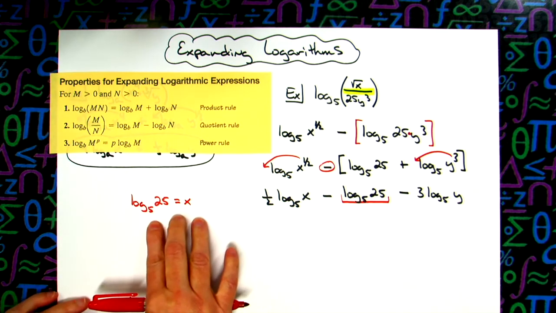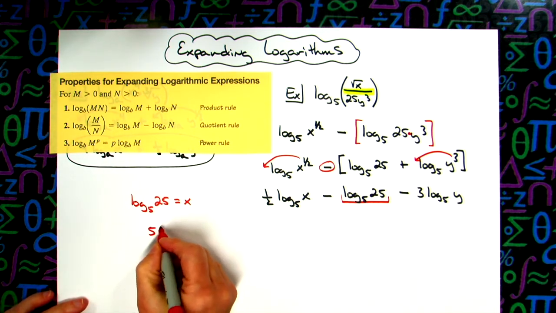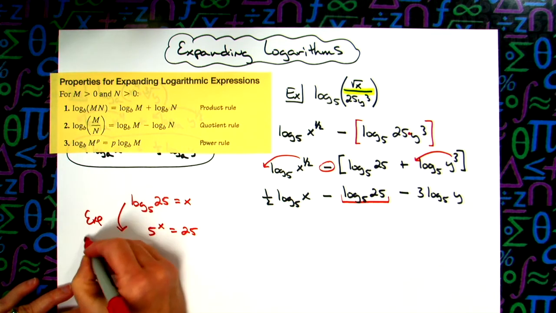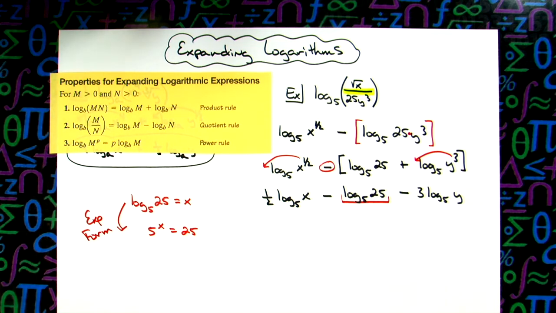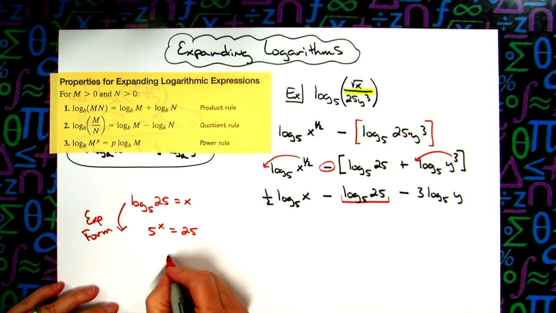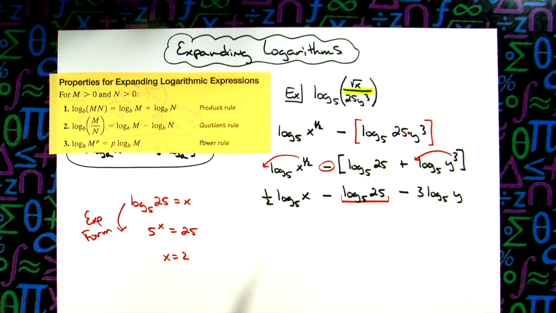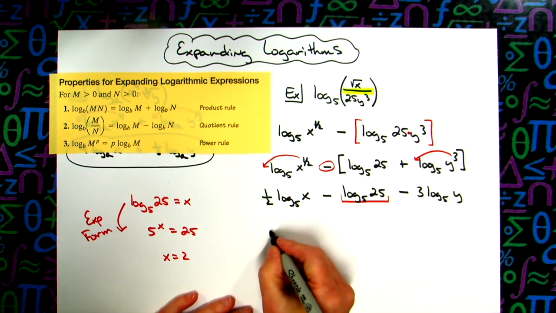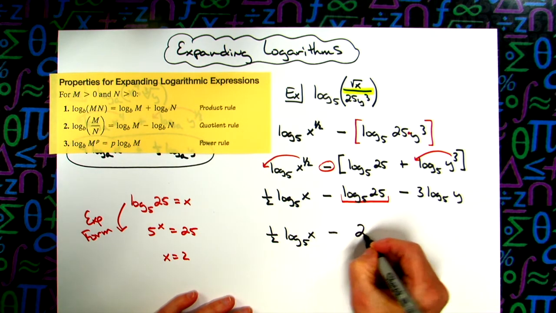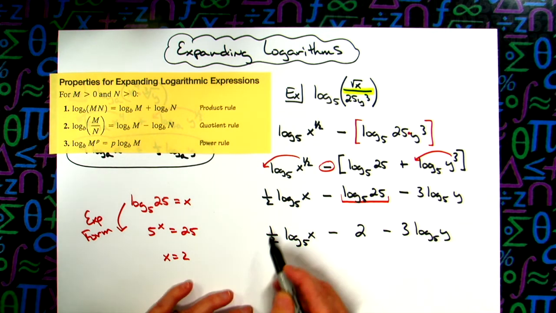Okay, so to do this by hand without a calculator, you go from log form to exponential form. So that would be 5 raised to the x equals 25. I just rewrote it in exponential form so that I could see it and visualize it a little bit easier here. Now I ask myself, 5 raised to what power equals 25? Well, that's going to be 2. 5 squared is 25. So evaluating this log, I get a 2. So then the final answer here is going to be a 1/2 log base 5 of x minus 2 minus 3 log base 5 of y.